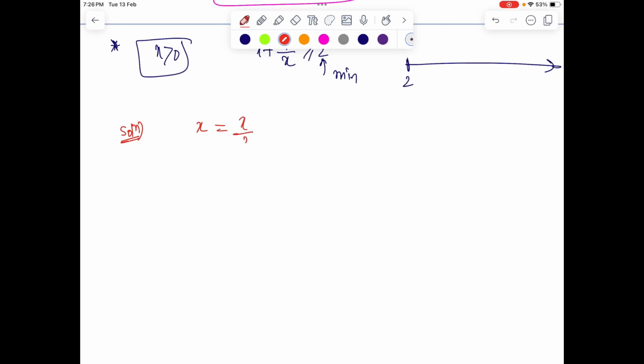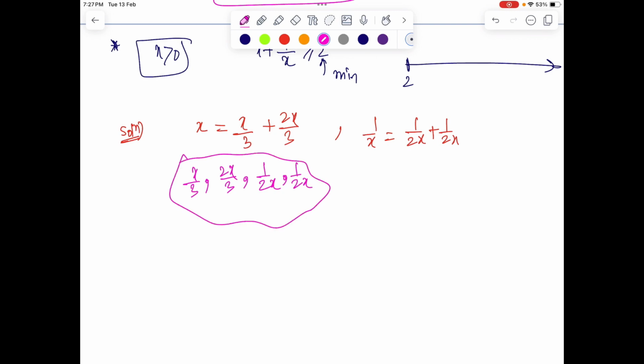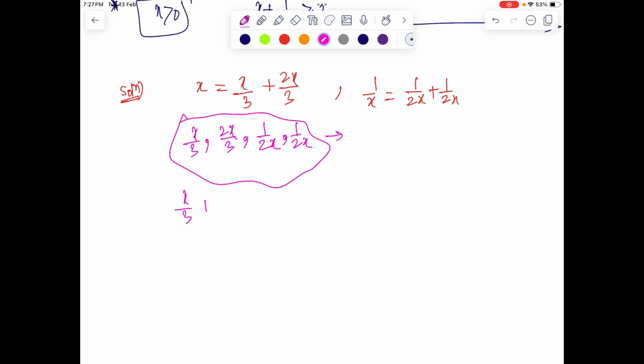Now suppose I solve it in this way, you have to track me and catch me where the mistake is, right? So let's say I write x as x over 3 plus 2x over 3. Of course I can write that. And 1 by x, let me write as 1 by 2x plus 1 by 2x. So now instead of x and 1 by x, I'll apply AM-GM on these 4 quantities: x by 3, 2x by 3, 1 by 2x, 1 by 2x. These are 4 objects that I am having, and now let's apply AM-GM over here.